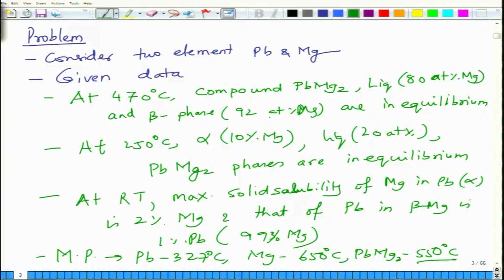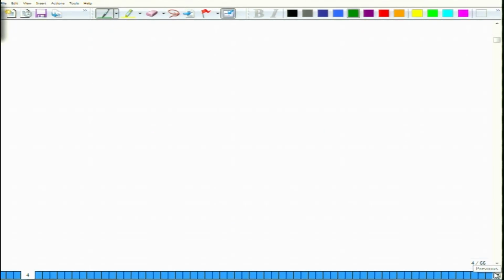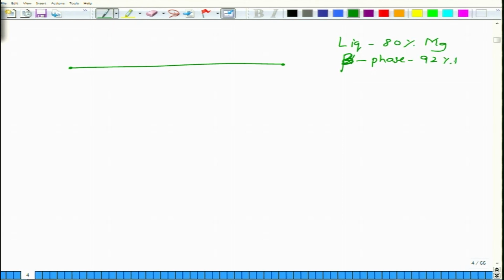And now 3-phase equilibrium in binary phase diagrams occurs on an invariant line, which means now if I draw the line, so let us say this is the line. Let us first draw the extreme points. So, you have liquid phase of 80% Mg, beta phase of 92% Mg and PbMg2, which is essentially 67% Mg. Okay, let us say it's 67 instead of 66.7. So, this is at temperature 470 degree centigrade.